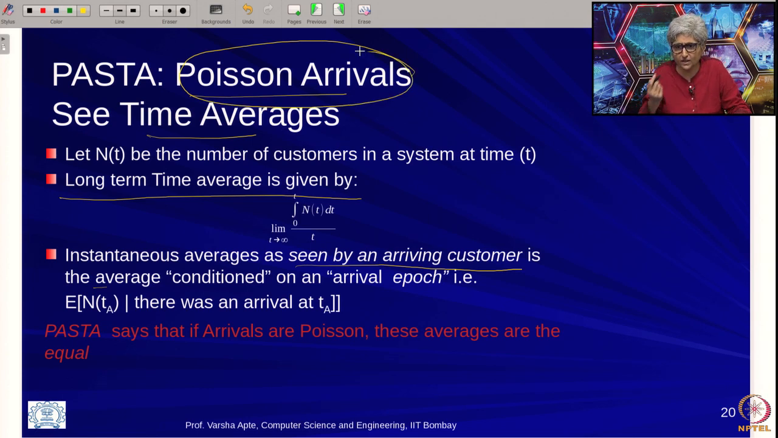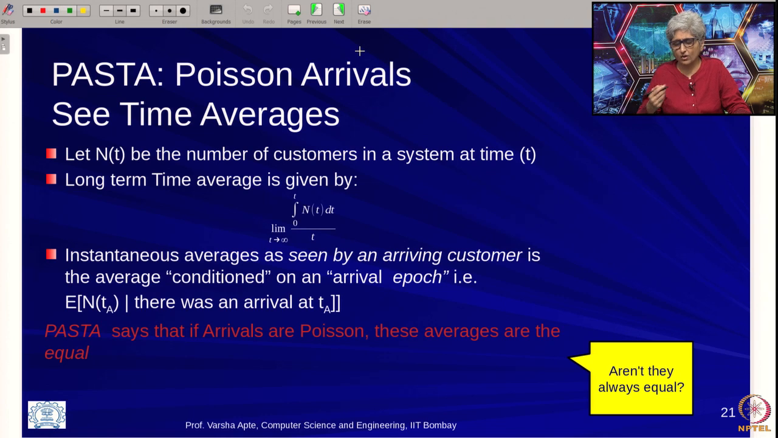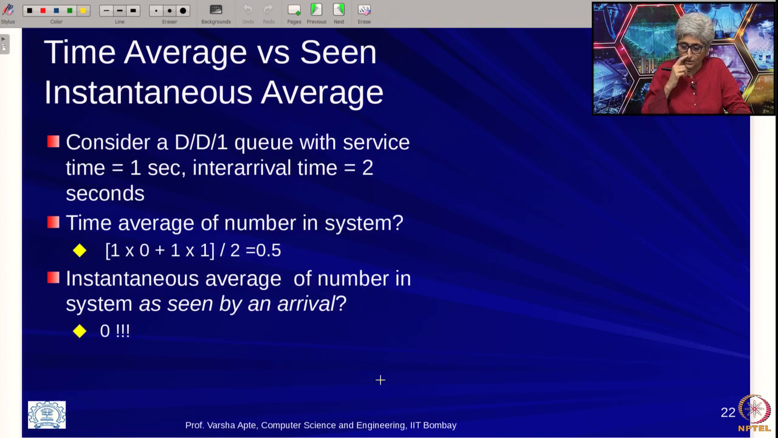Okay. So, again it seems a little non-intuitive that if I am observing a graph of nt, on an average you can have different values, but on an average shouldn't an arrival see whatever is the average the system has? But this is not the case. I will give an example. So, consider a D/D/1 queue with service time equal to 1 second and inter arrival time 2 seconds, okay.